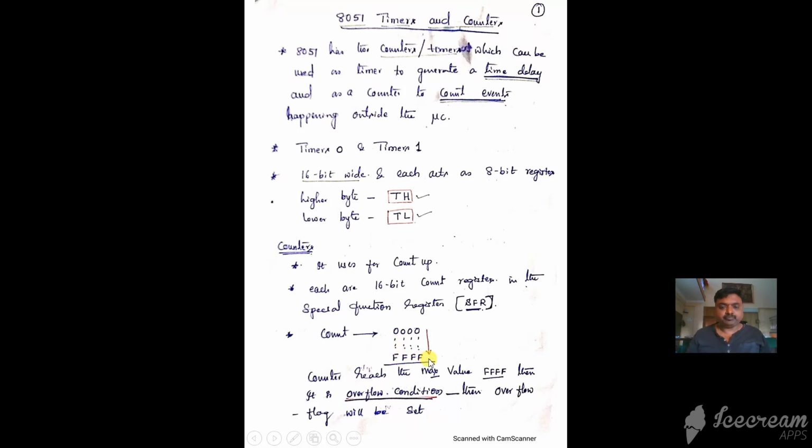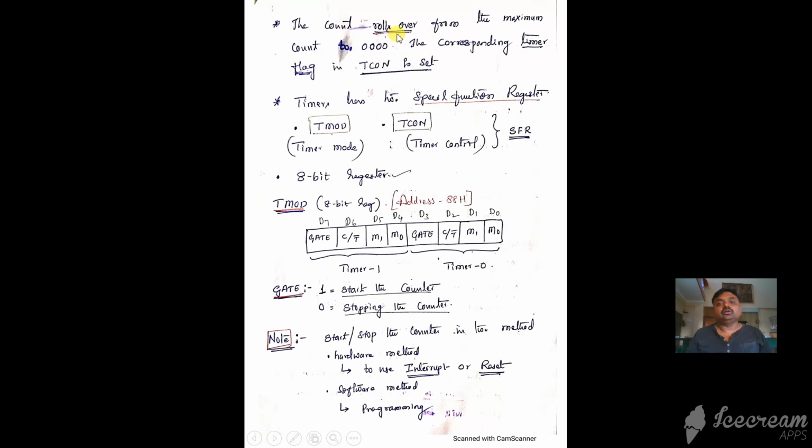Once it reaches FFFF, the timer flag occurs. That is TF, which identifies that an overflow has occurred. It means it exceeds 16 bits, so the timer overflow flag TF will be set, and then the counter will stop. This condition is called the rollover function. It means it reached the maximum count from 0000. The corresponding timer flag, TF, is set in the TCON register. We will discuss the TCON register later.